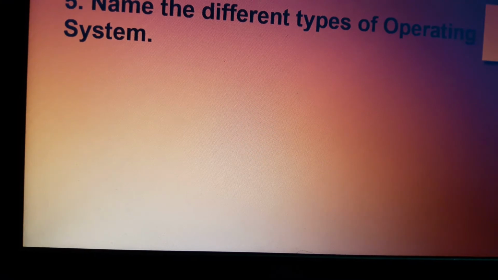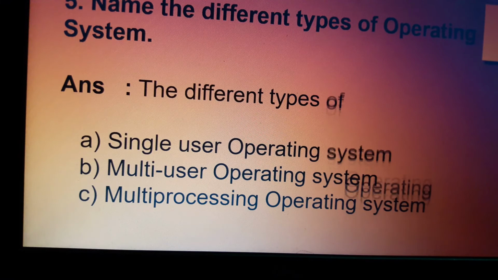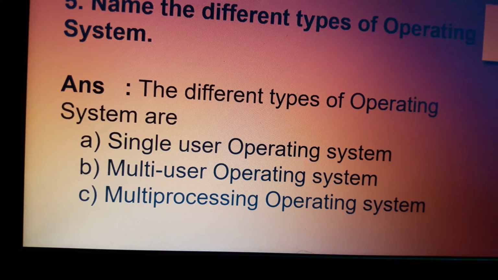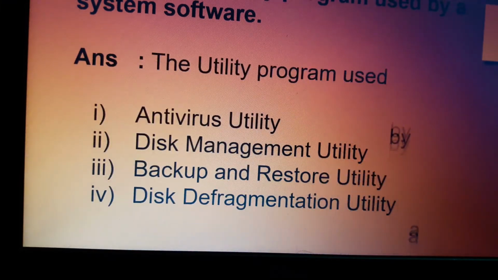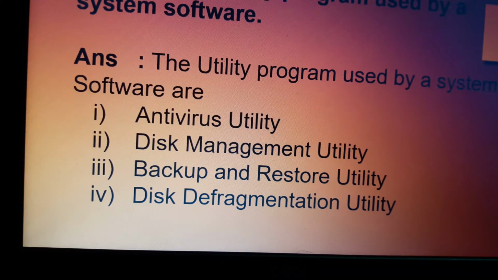Name the different types of operating system. We have three types: single user operating system, multi-user operating system and multi-processing operating systems. Next, we have learned about utility programs. These are special software which help to perform maintenance functions of the computer, like antivirus utility, disk management utility, backup and restore utility, disk defragmentation utility.